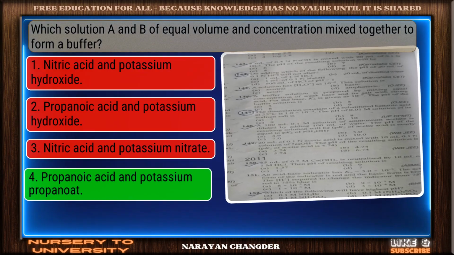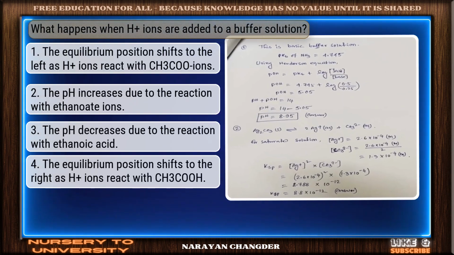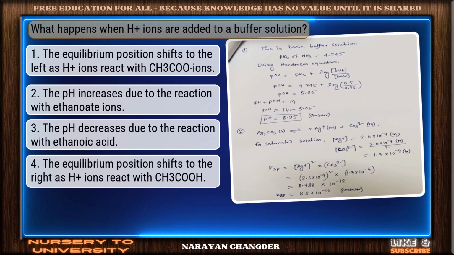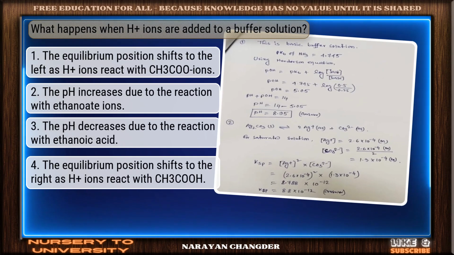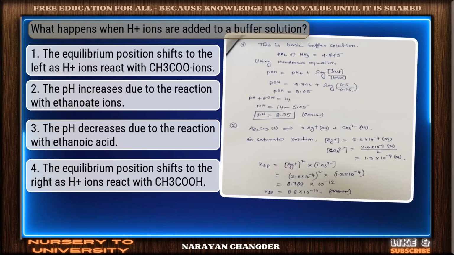Keep it up, propanoic acid and potassium propanoate. What happens when H+ ions are added to a buffer solution? Option 1, the equilibrium position shifts to the left as H+ ions react with H3CCOO- ions.